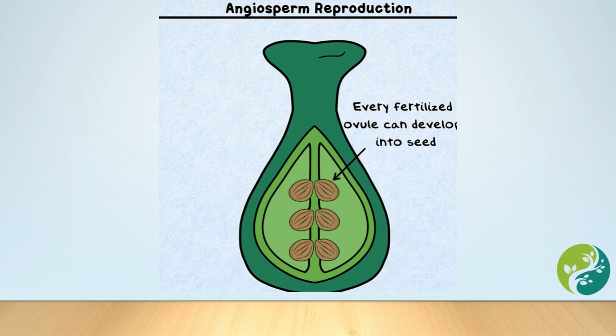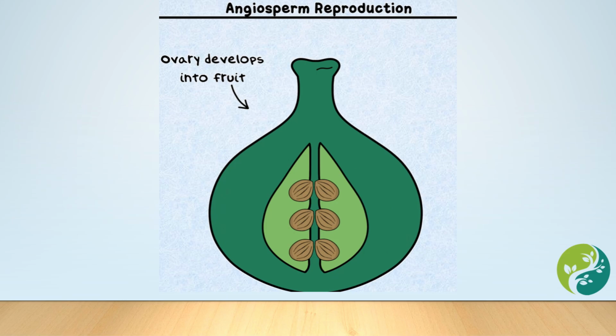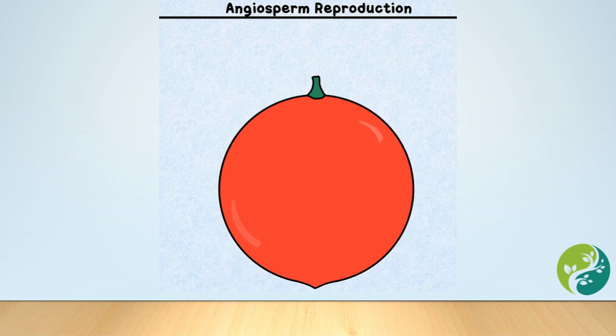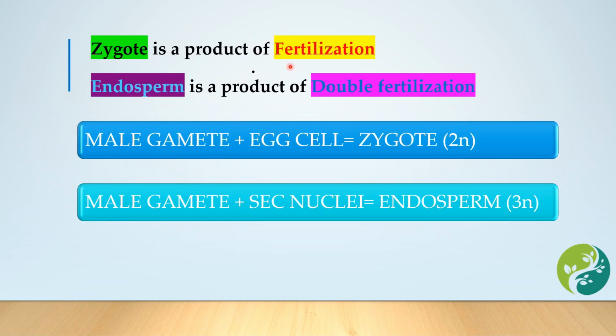Every fertilized ovule can develop into seed. Later on, the ovary develops into fruit. Zygote is a product of fertilization, whereas endosperm is a product of double fertilization. Zygote will develop into embryo and embryo will develop into seed. The function of endosperm is to provide nourishment to the developing embryo.